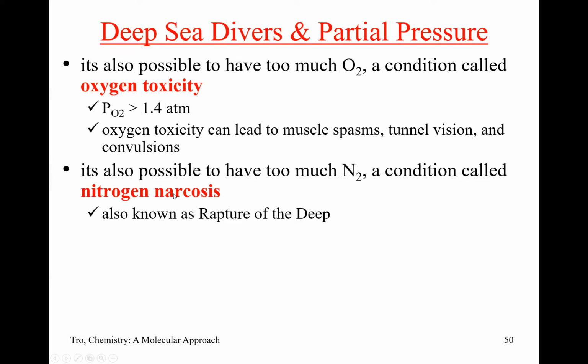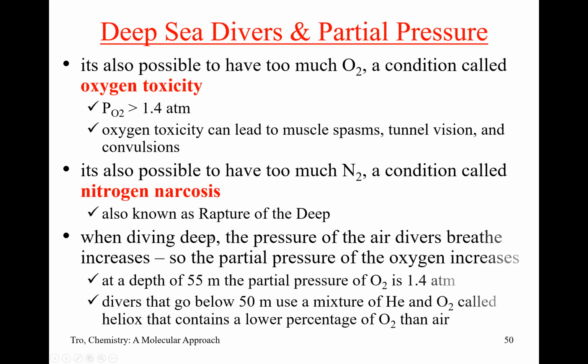Then if you're a scuba diver, you probably already know these things, but it's possible to have too much N2, and it has this nitrogen narcosis name. So for people that do deep sea diving, the pressures increase dramatically depending on how far down you go. Remember, it was like 10 meters per atmosphere. So at a depth of 55, the partial pressure gets to this 1.4 where you run into problems. So if you're going well below, you don't want to run at that level. If you're going below, say 50, they use different gases.